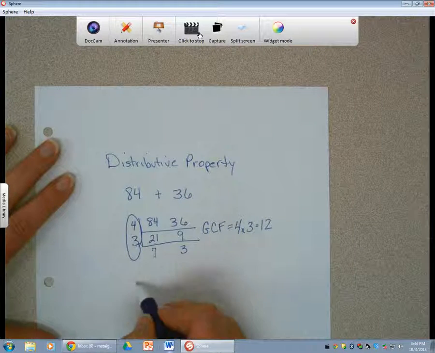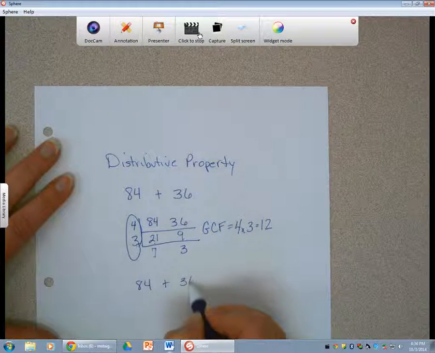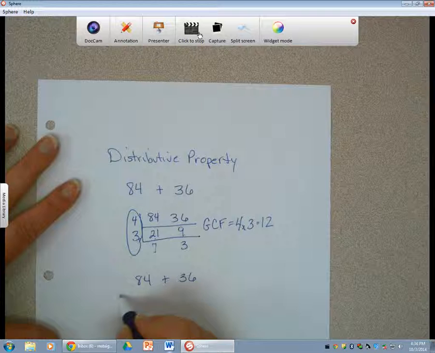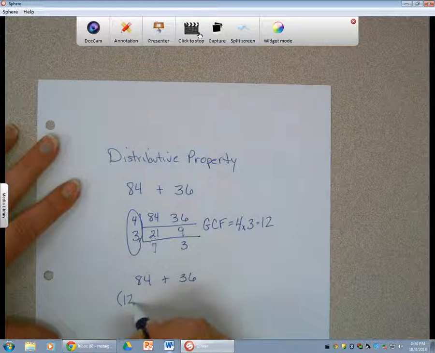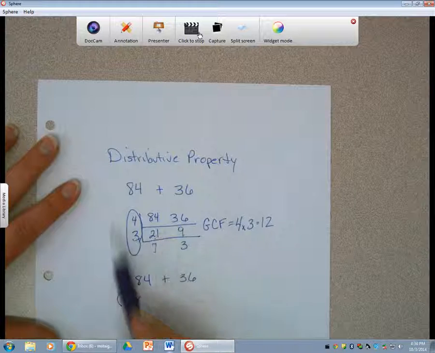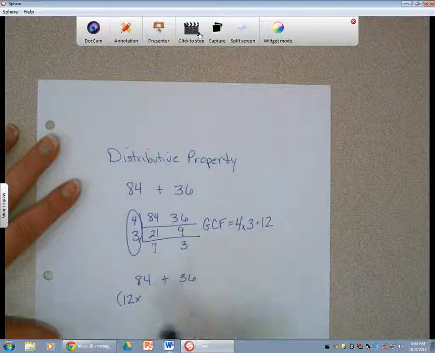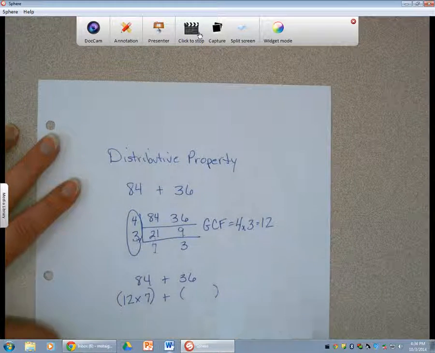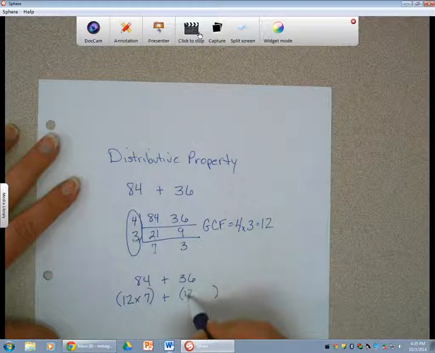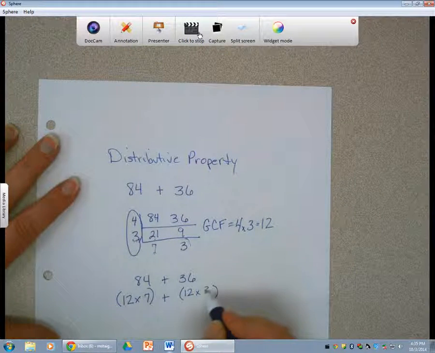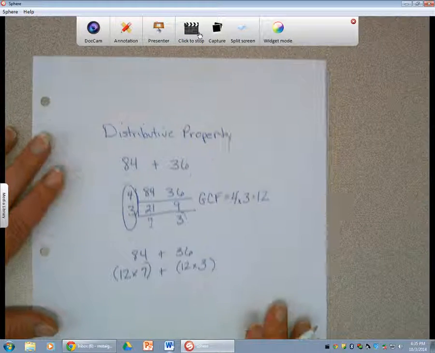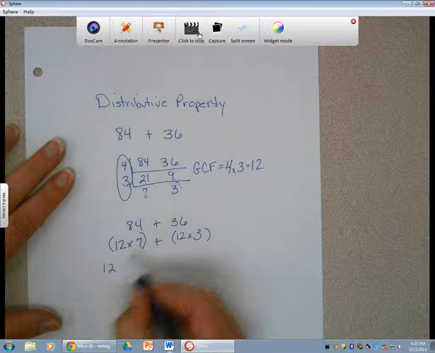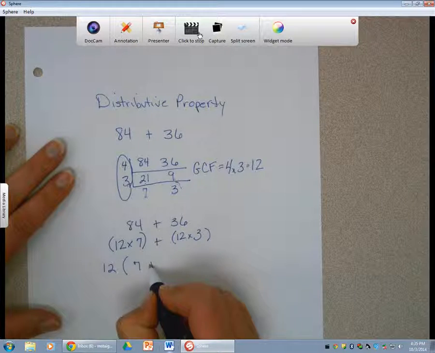So I'm going to take 84 plus 36, and I'm going to rewrite them using the greatest common factor. So I'm going to have here 12 times, and remember, I don't have to look anywhere. It's going to be 12 times 7, because that's the number at the bottom here. And we're still going to be adding, and I'm going to take 36 and rewrite it with 12 times 3 to get 36. And then I'm going to pull that 12 out. I'm going to factor it out, and I'm going to have then 7 plus 3.